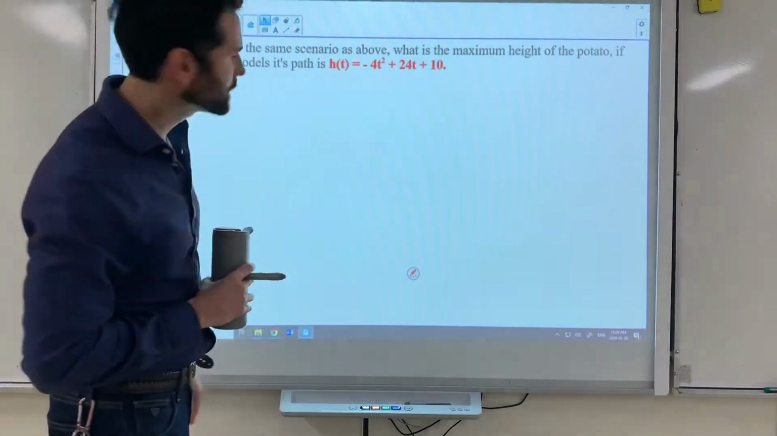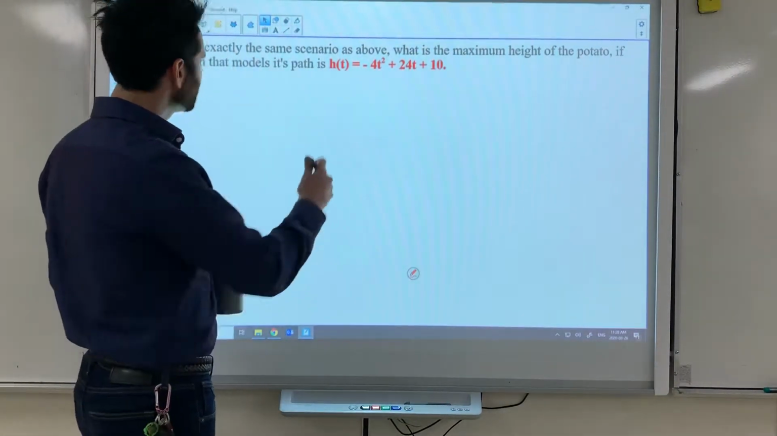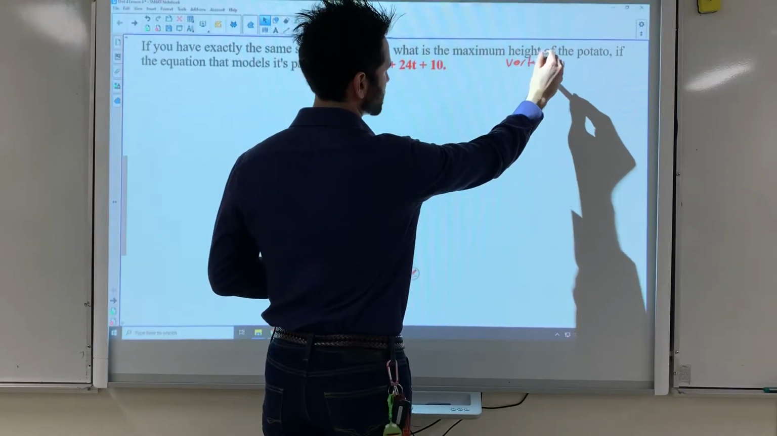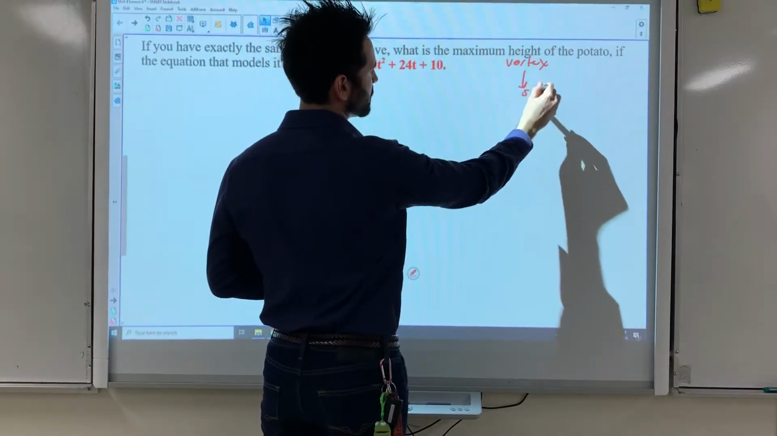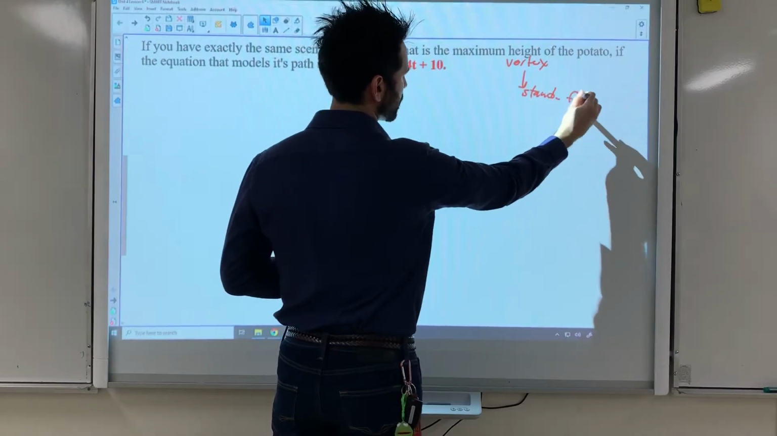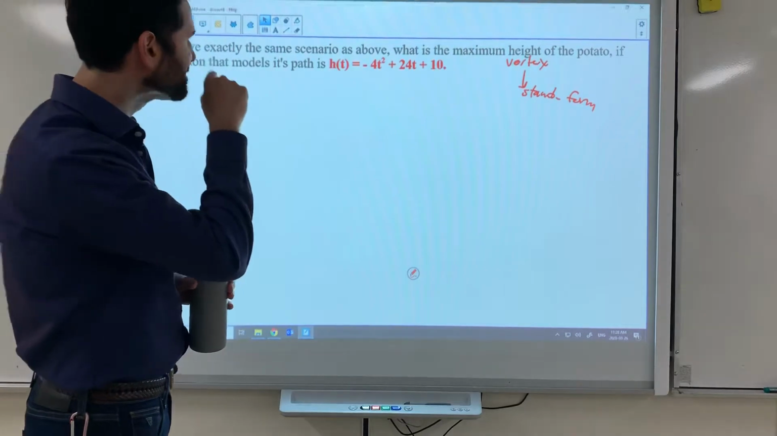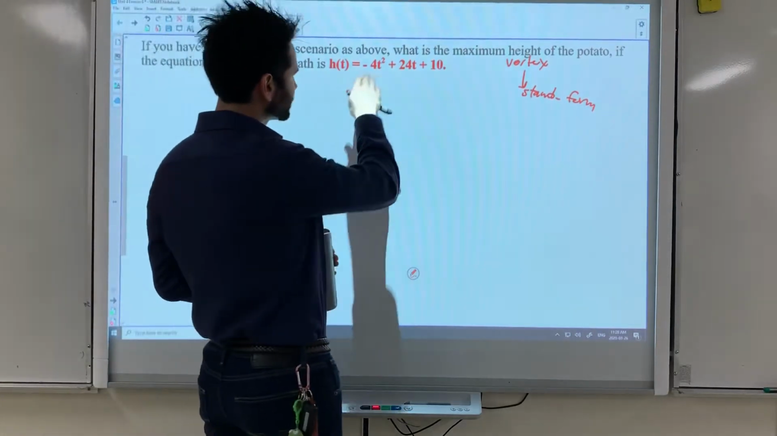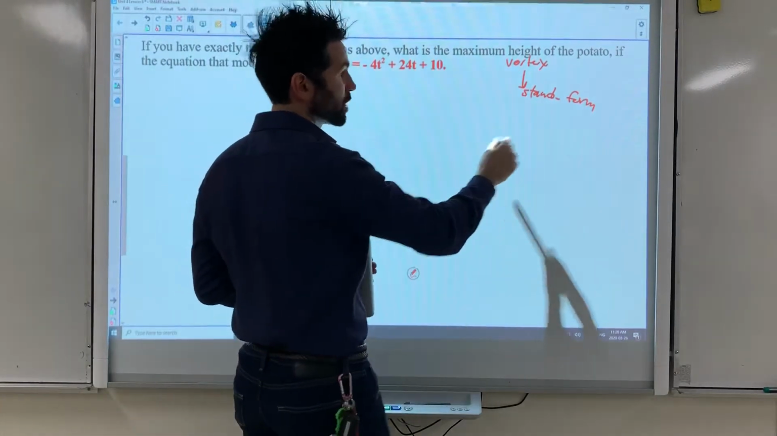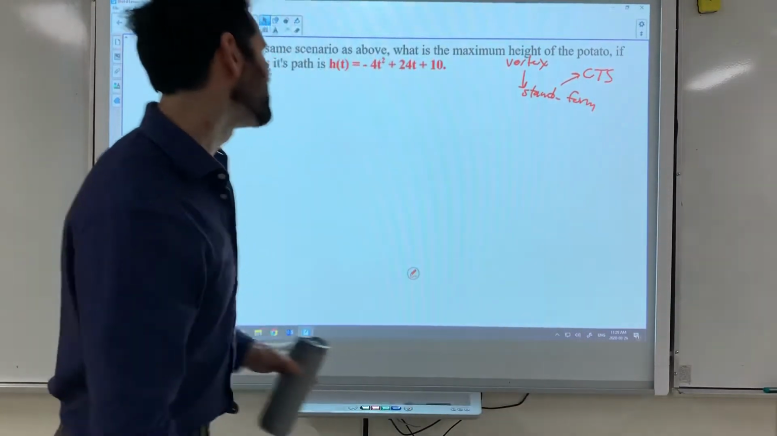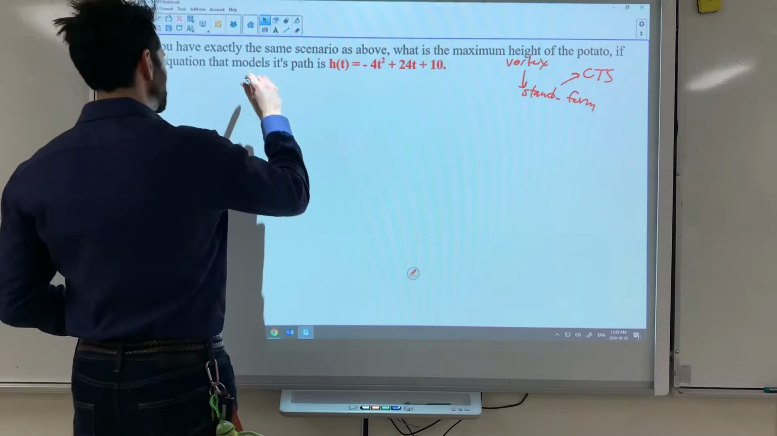No decimals, right? So, if they're asking me for the maximum height, then I need to be like, well, that's the vertex. And if I want the vertex, then I want to get it in standard form, because standard form is going to tell me the vertex really easily. So, if I'm going to get it in standard form, I must do some CTS, complete the square, right? So let's go ahead and do that.